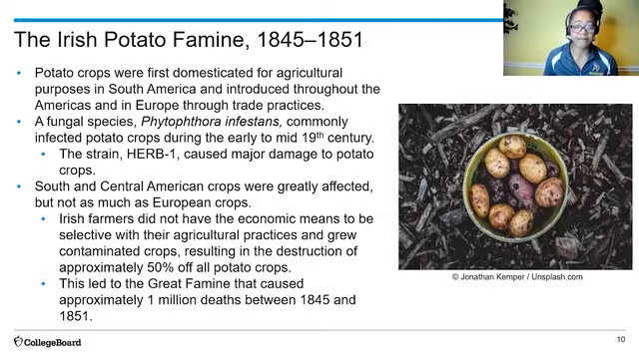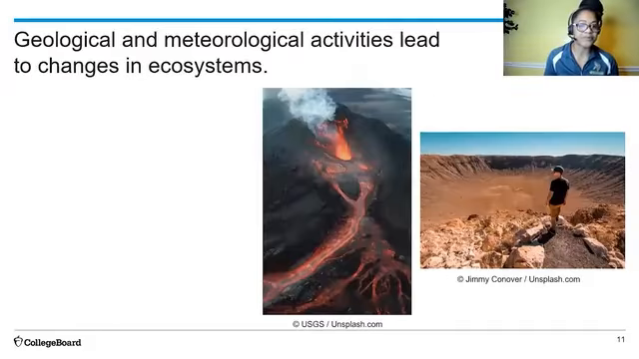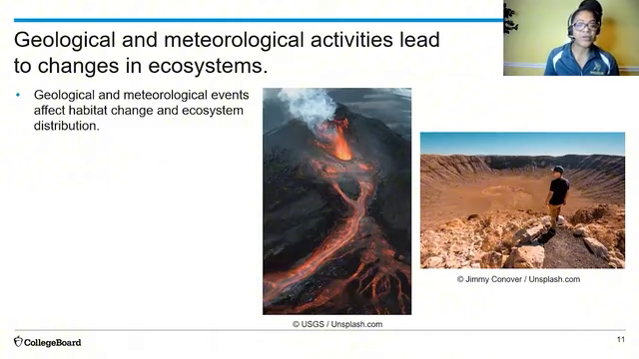And this led to the Great Famine that killed approximately 1 million people between 1845 and 1851. This was a direct result of human spread of disease through trade practices and through this agricultural practice of growing potato crops. Geologic and meteorological activities lead to changes in ecosystems as well. And so these sorts of events can actually affect habitats and cause major ecosystem disruption.